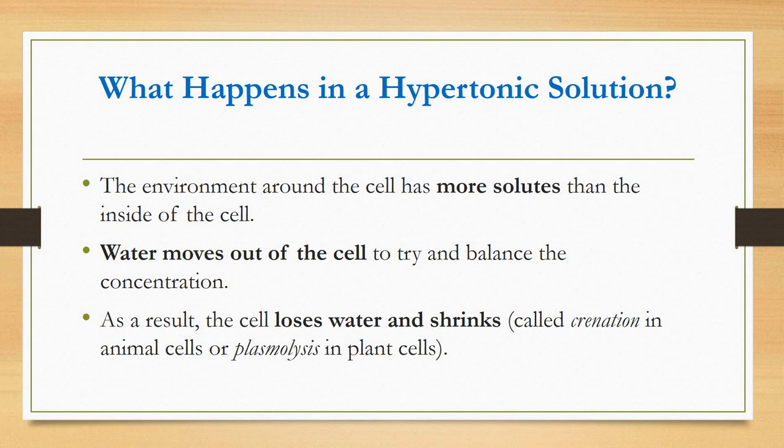Then what happens in a hypertonic solution? The environment around the cell has more solutes than the inside of the cell. Water moves out of the cell to try and balance the concentration. As a result, the cell loses water and shrinks, called crenation in animal cells or plasmolysis in plant cells.